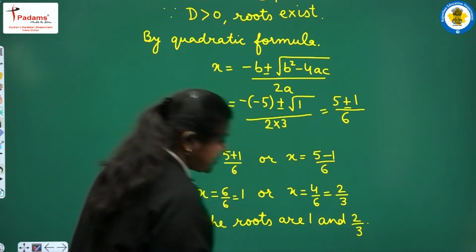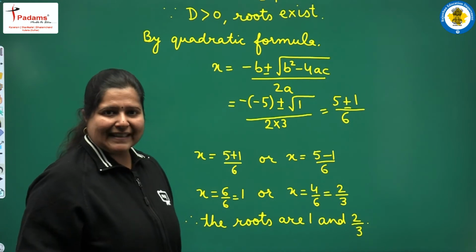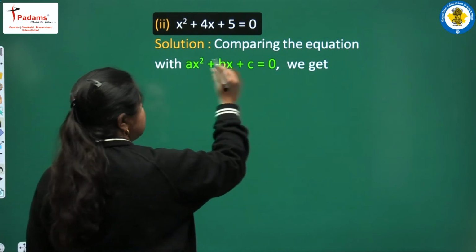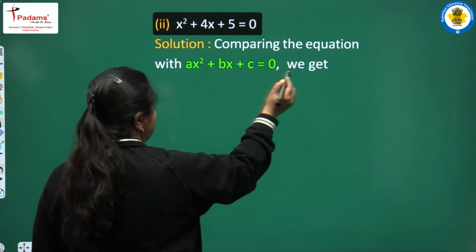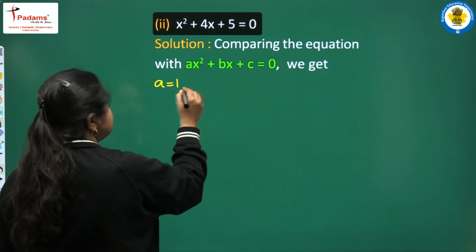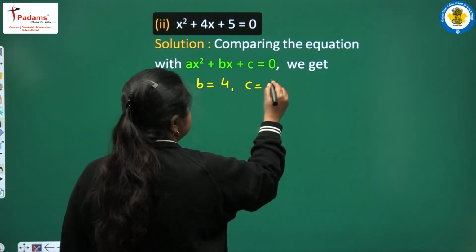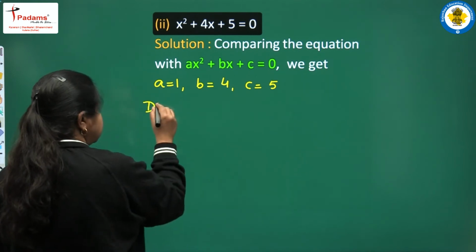और आप ये वैल्यूज इक्वेशन में रख के आंसर चेक भी कर सकते हैं. We have one more part, x square plus 4x plus 5 equal to 0. Comparing the equation with this general form, we get a equal to 1, b equal to 4 and c equal to 5. First we will find discriminant.